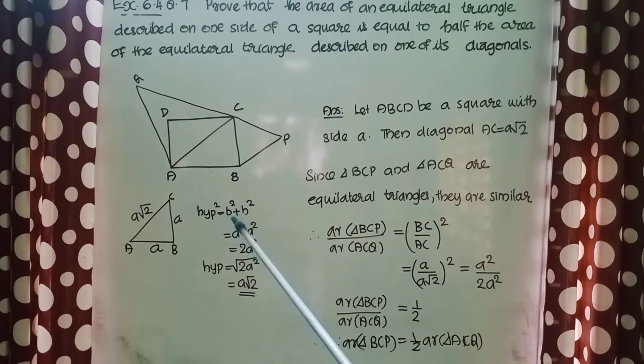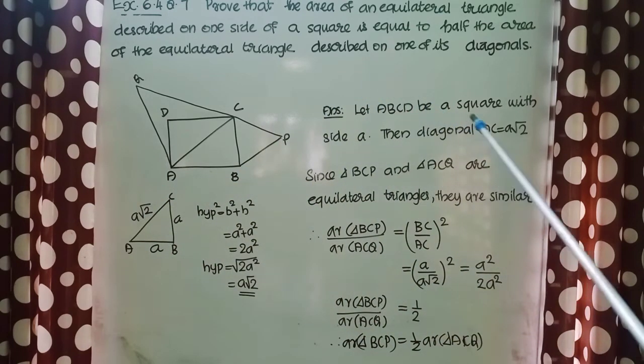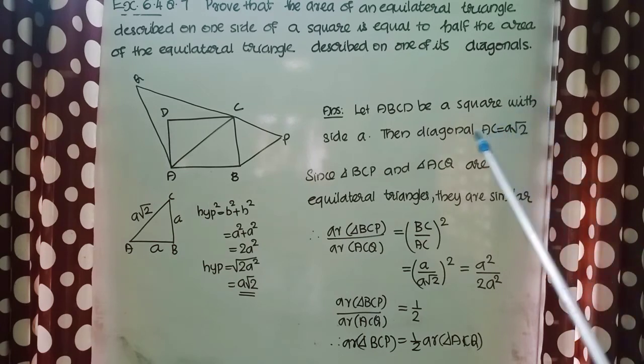Hypotenuse square equal to base square plus height square, that is equal to a square plus a square, that is equal to 2a square. Therefore, hypotenuse equal to root of 2a square, that is equal to a root 2. So the sides are a and the diagonal is a root 2. So the length of AC is a root 2.